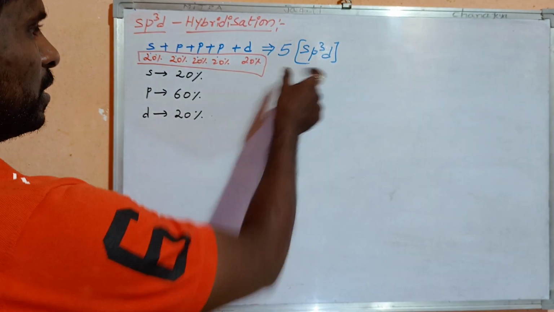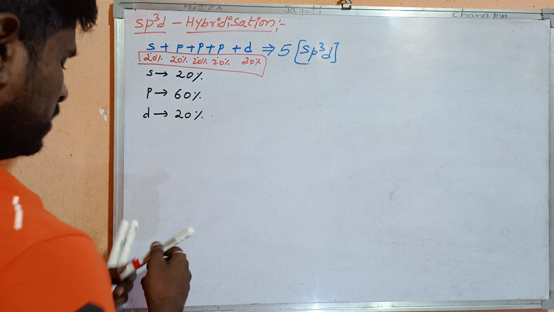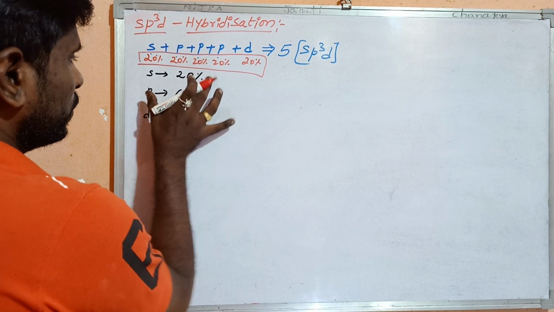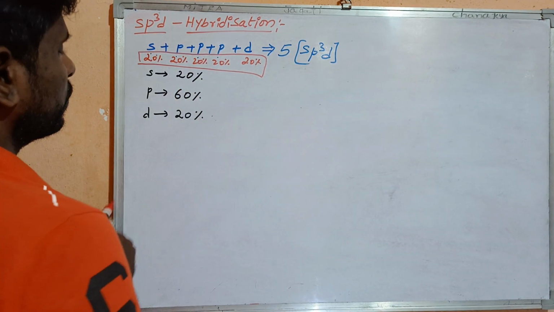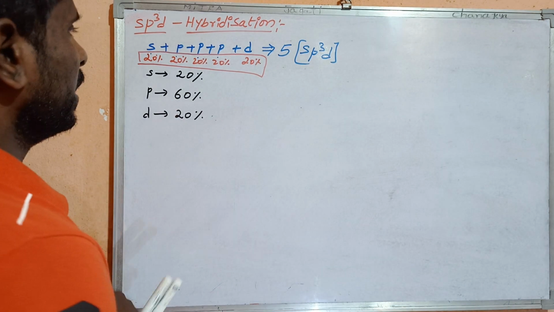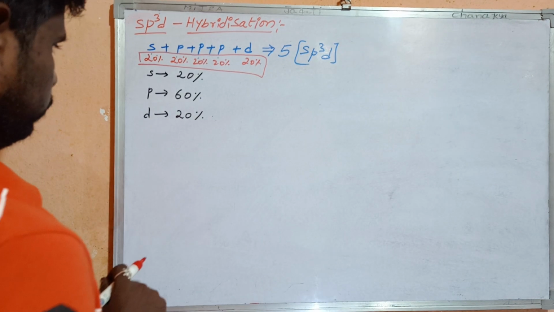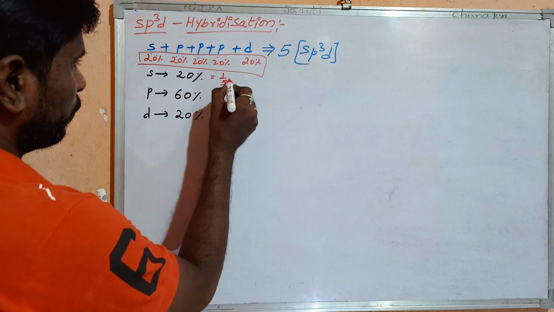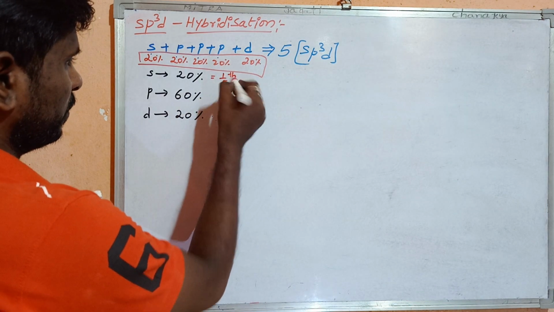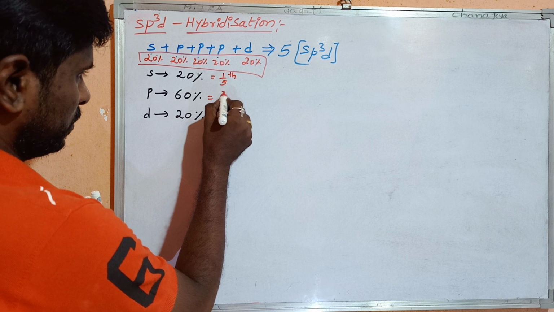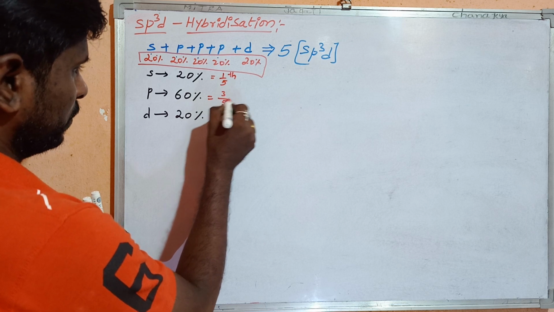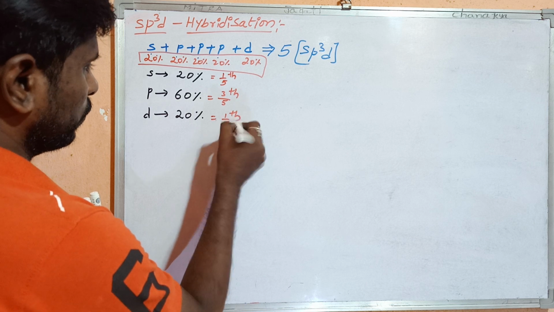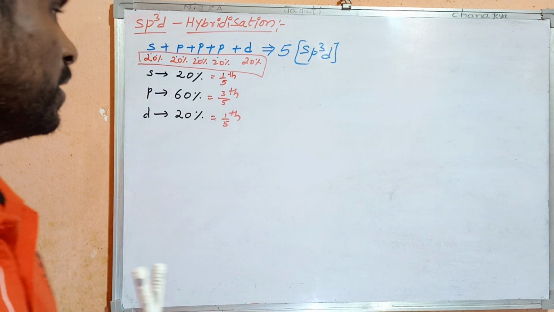Now friends, this is the sp3d hybridized orbital. It means these are the orbitals involving the sp3d hybridization. It means 1 by 5th s character, 3 by 5th p character, and also 1 by 5th d character in the hybridization.